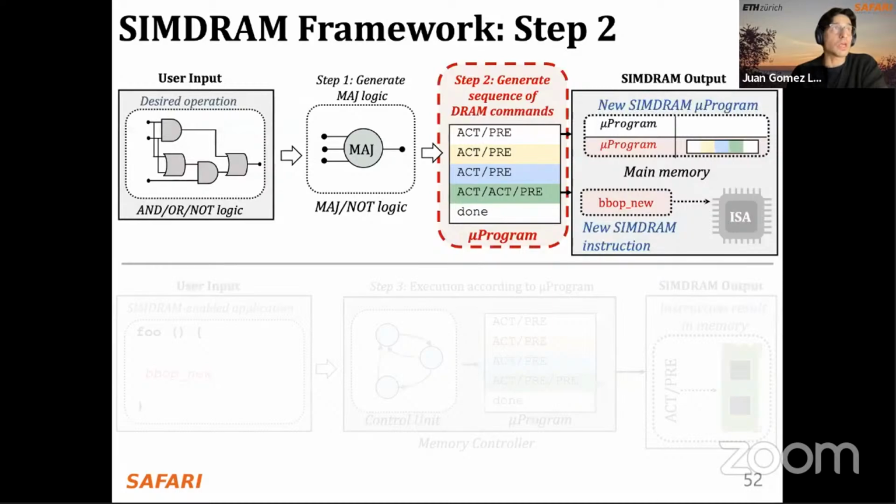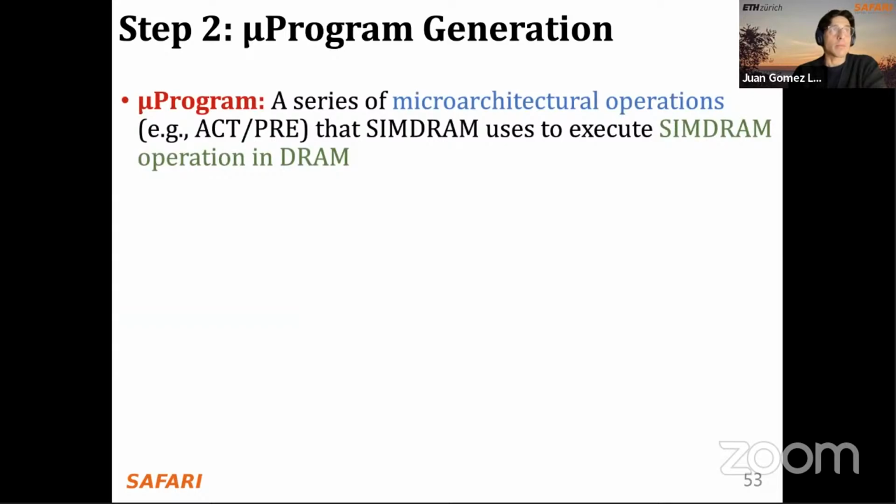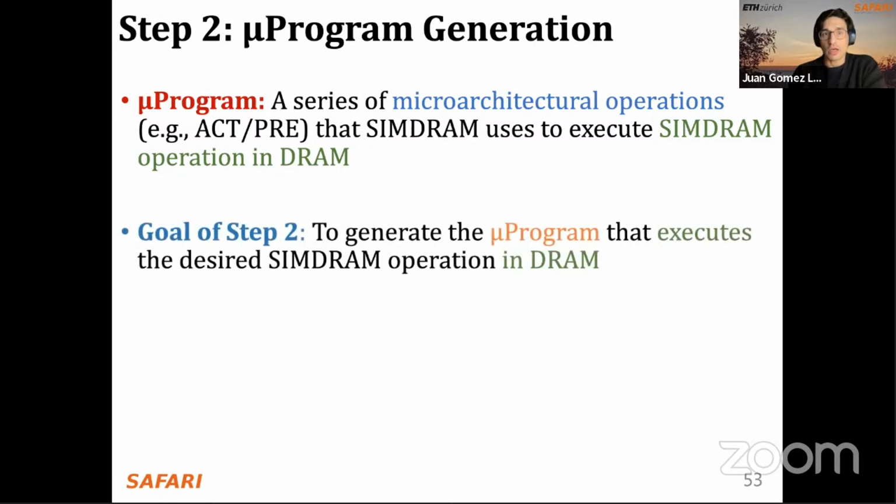And now that we have this majority-based logic, we can generate the sequence of DRAM commands that we will need to execute all these majority operations and NOT operations, and eventually also some row copies that will be needed. So that's the generation of the microprogram. A microprogram is a series of microarchitectural operations, in this case activate and precharge commands, that SIMDRAM uses to execute SIMDRAM's operations in DRAM. So the goal of this step 2 of the framework is to generate the microprogram that executes the desired SIMDRAM operation in DRAM.